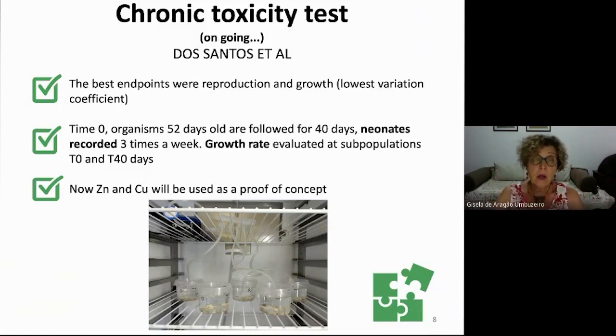So we now are going to work with organisms that are 52 days old. They will be followed for 40 days, neonates recorded 3 times a week, and growth rate will be evaluated at time 0 and time 40. We believe this is going to work, and now we are using zinc and copper as reference substance to see like a proof of concept of our protocol.